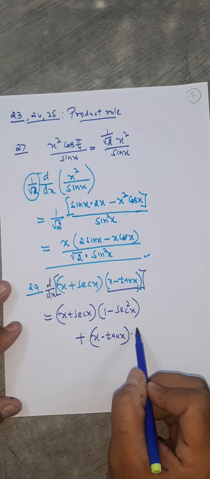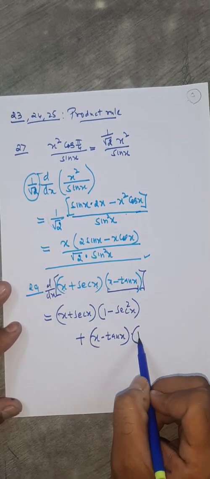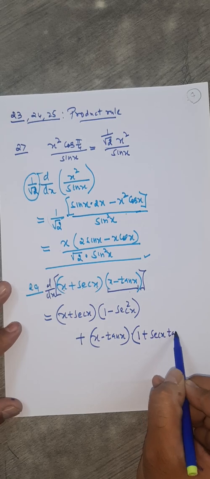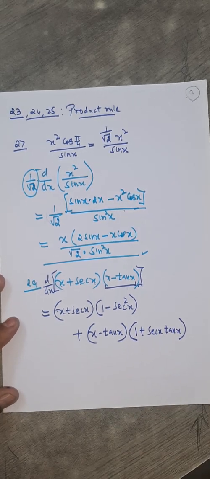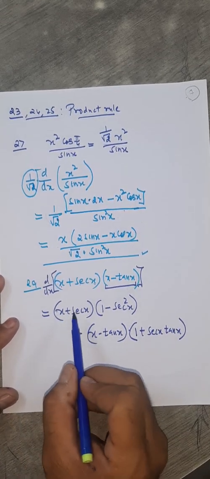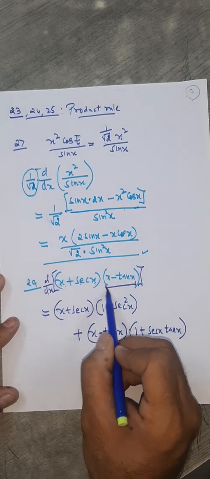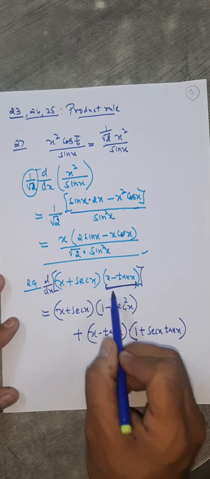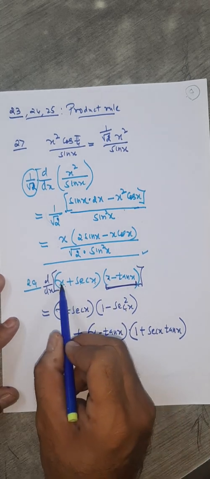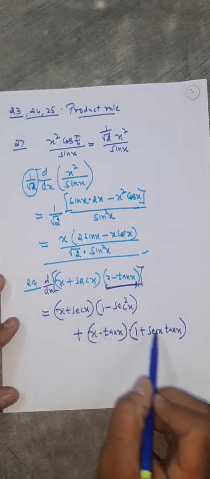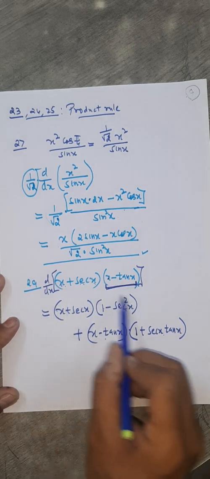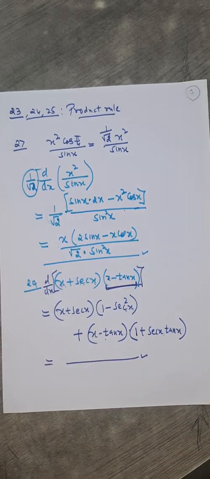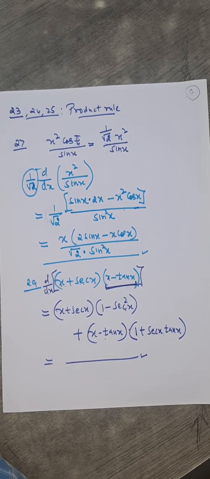Into differentiation of this. What's the derivative of x? 1. What's the derivative of sec x? sec x into tan x. I repeat, keeping this one as it is, differentiation of this one: 1, derivative of tan, sec squared. Now this bracket as it is, differentiation of x is 1, derivative of sec is sec x into tan x. You just open the bracket and simplify. That's your answer. Right? You need to simplify. You cannot leave it like this.